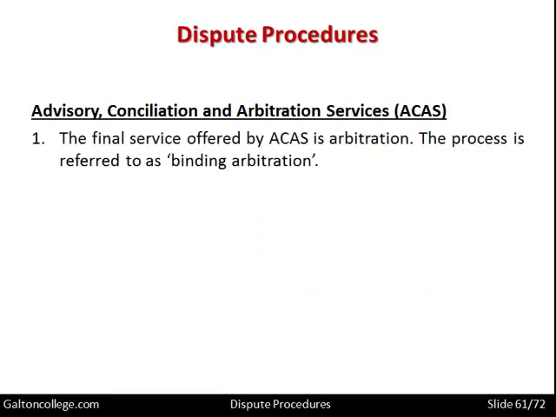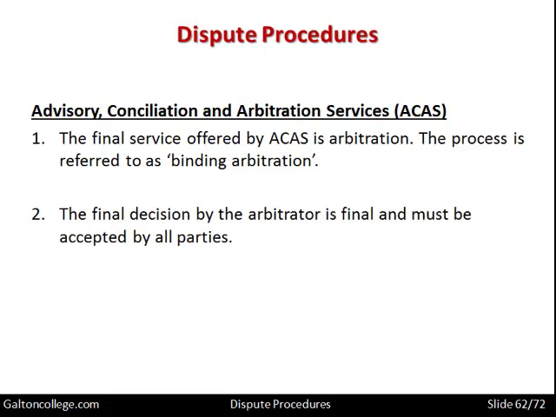The final service offered by ACAS is arbitration. The process is referred to as binding arbitration. Now, if the mediator's proposals were rejected, and if conciliation had failed, the final stage is arbitration. Now, both parties will have to agree to this. If they agree to it, you can go ahead and ACAS will offer this service. The final decision by the arbitrator is final and must be accepted by the parties, because they've agreed to it. If they agree to arbitration, then they must accept the outcome.